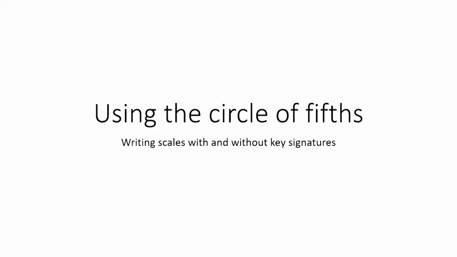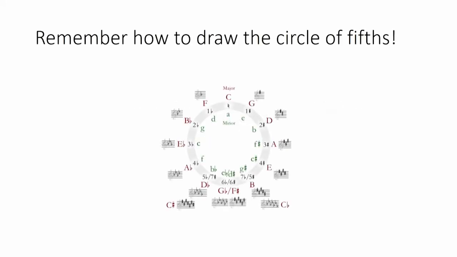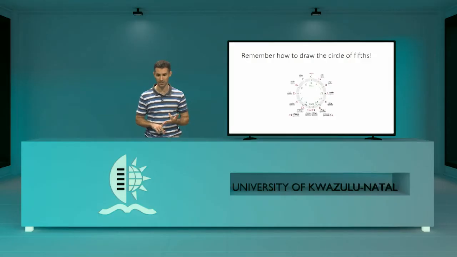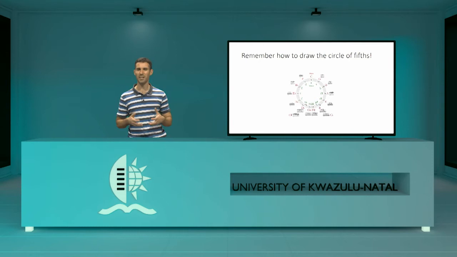We've come to the last in this series of videos about how to notate music pitch-wise, and we're now on scales and writing scales with and without key signatures. In the last video, we learned about something called the circle of fifths, and by now you will have been practicing how to draw that, and you will have also been practicing the order of the sharps and the flats. Today we're going to be learning about how to use the circle of fifths when we are writing scales.